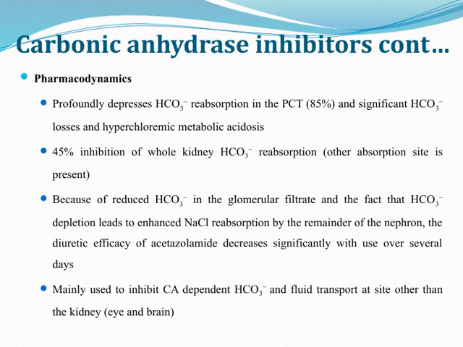Now, because the reduction in bicarbonate in the glomerular filtrate leads to less bicarbonate being reabsorbed, the body compensates by reabsorbing more sodium chloride elsewhere in the nephron. This compensatory mechanism actually decreases the diuretic effectiveness of drugs like acetazolamide over several days. Lastly, it's important to note that these inhibitors are mainly used outside of the kidney, particularly in the eye and brain, where they inhibit carbonic anhydrase-dependent transport of bicarbonate and fluids. This highlights their broader therapeutic applications beyond diuresis.